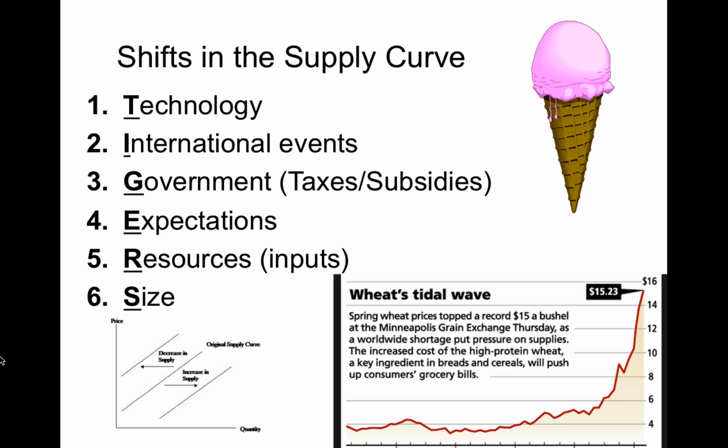So it doesn't have to do with the price of cereal or breads. It is because it's an input. And so since that's not measured on the vertical axis, that would be a shift in supply.